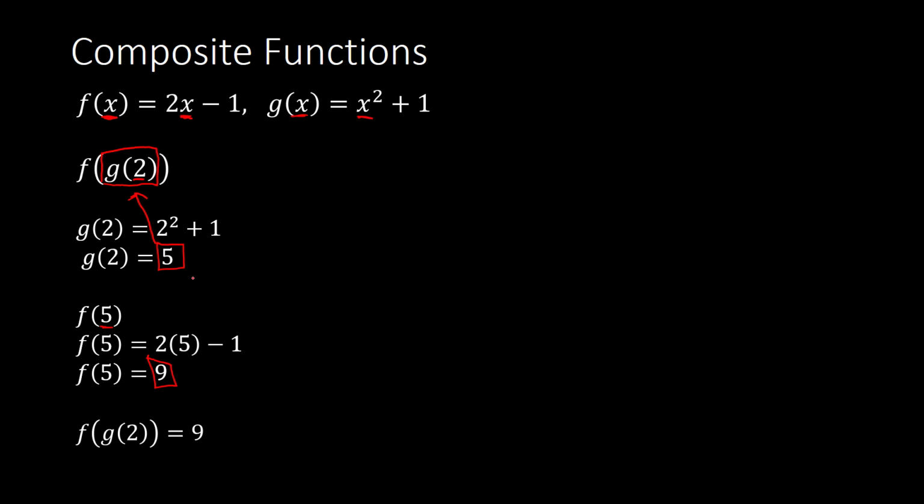So it's two parts to get to my final solution. Basically we did what we did at the beginning of the lesson, but we do it twice. We do the g of 2 first, and then we do the f of 5 second.